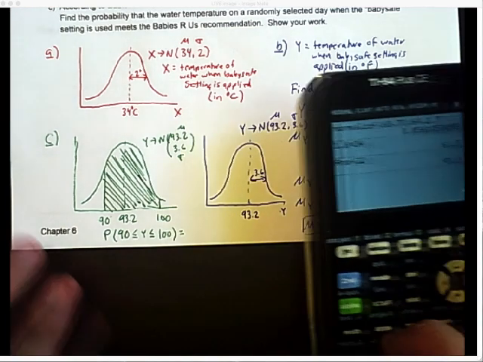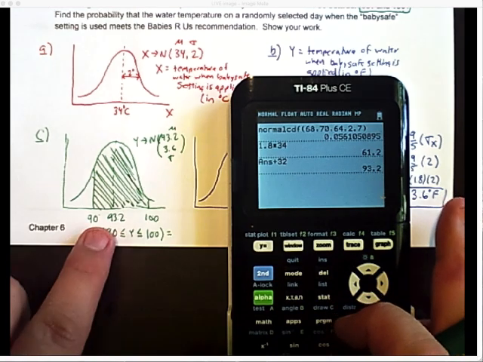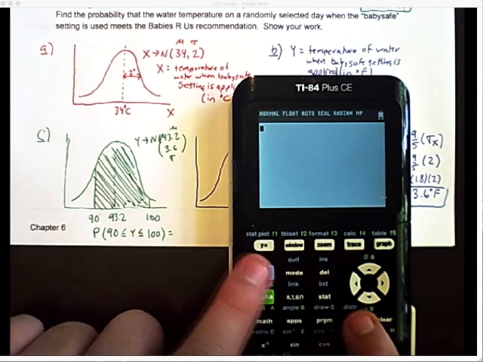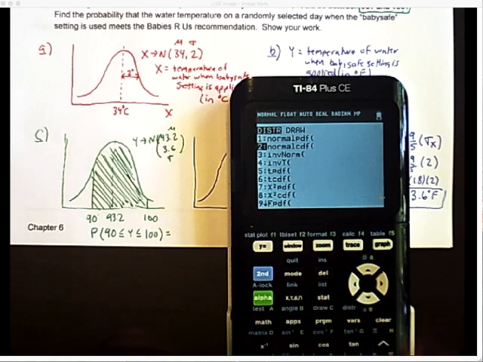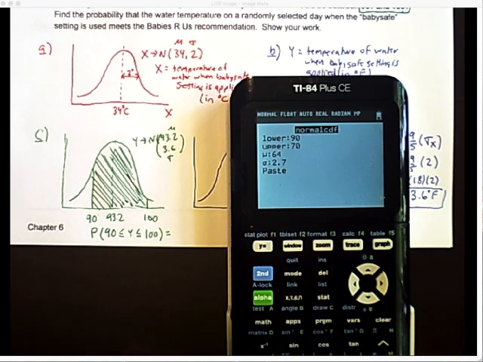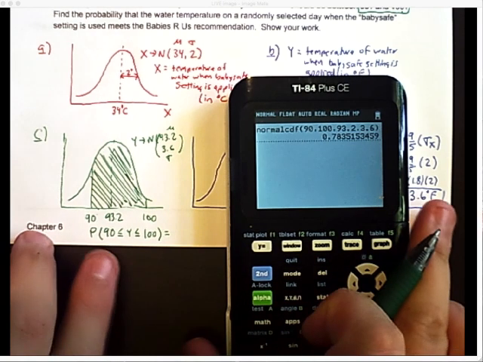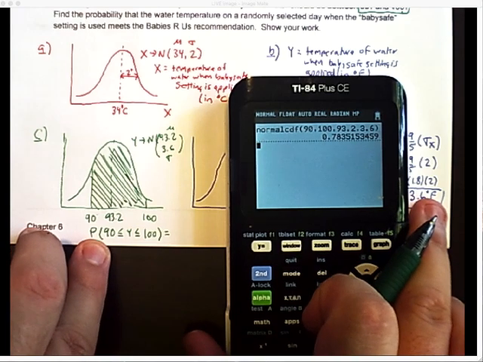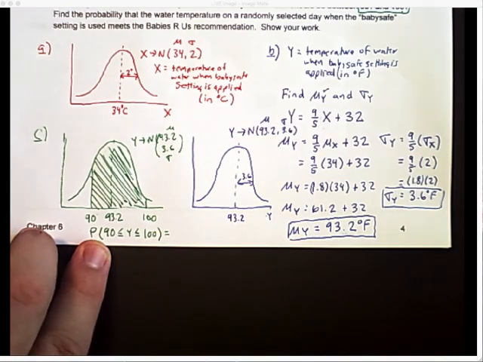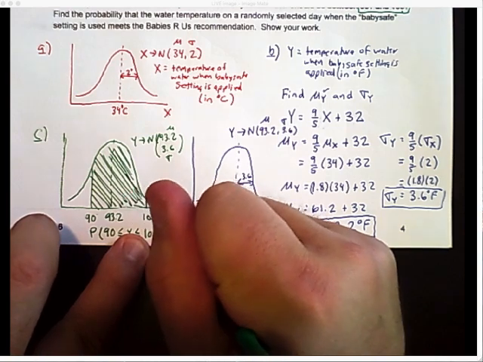Well, we can do that in our calculator, or we could convert these to z-scores. That's the nasty way to do it. So I'm just going to go under my distributions menu, go to normal CDF. The lower bound is 90. The upper bound is 100. The mean of the y distribution is 93.2, and the standard deviation is 3.6. Paste it, hit enter, there we go. 78.35%. 0.7835.